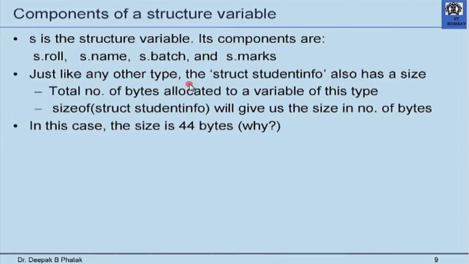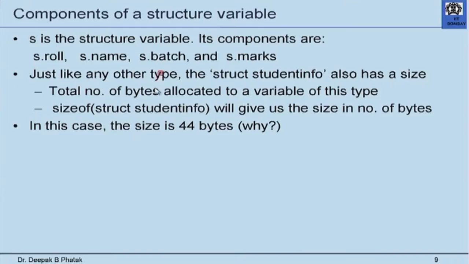And just like any other type, the struct student info also has a size. Now what is the size? The size is equal to the total number of bytes allocated to a variable of this type, which will be essentially the sum total ordinarily of the bytes required for individual components. How do we find the size? There is a function available in C++ which says sizeof struct student info. So you actually name the type inside, just like you can say sizeof int, sizeof float.